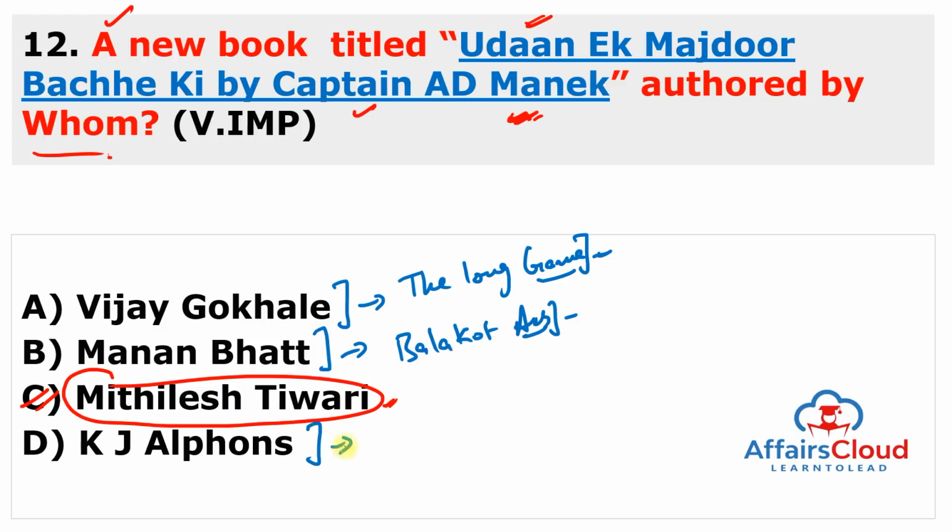Next, KJ Alphonse. KJ Alphonse wrote a book about Modi ji's journey of 7 years. The name of the book is Accelerating India: The 7 Years of Modi Government.